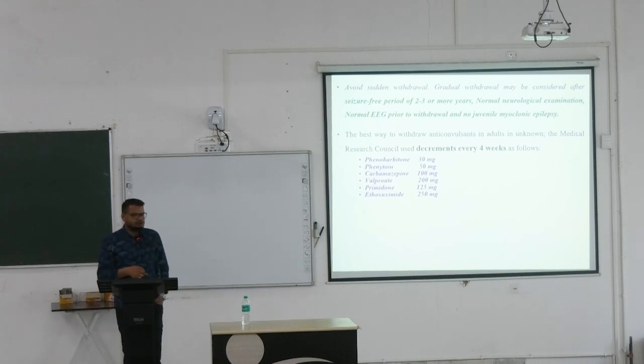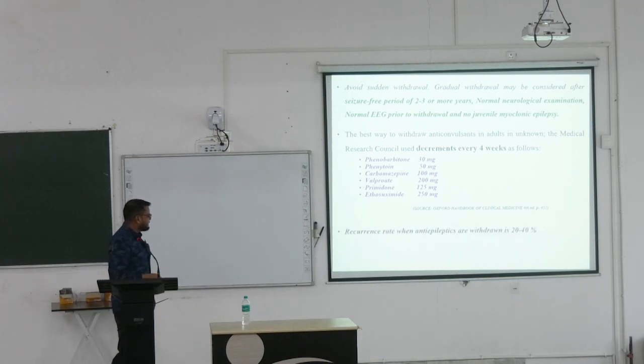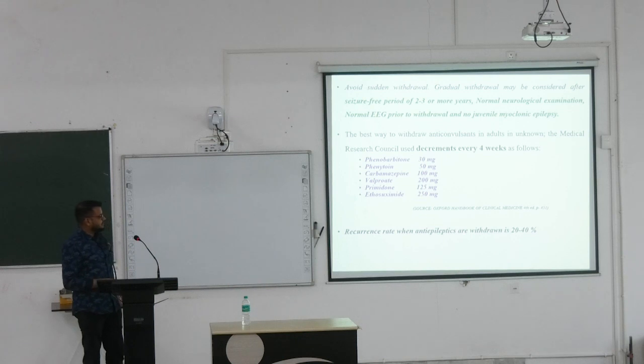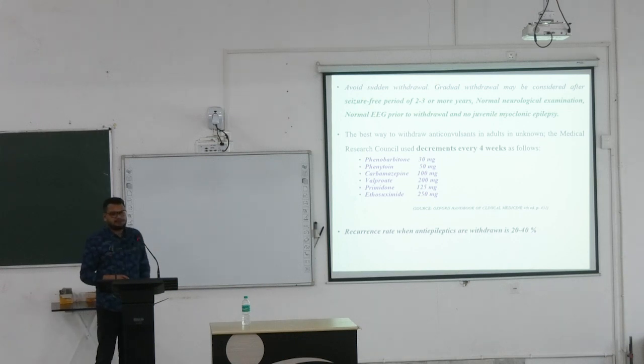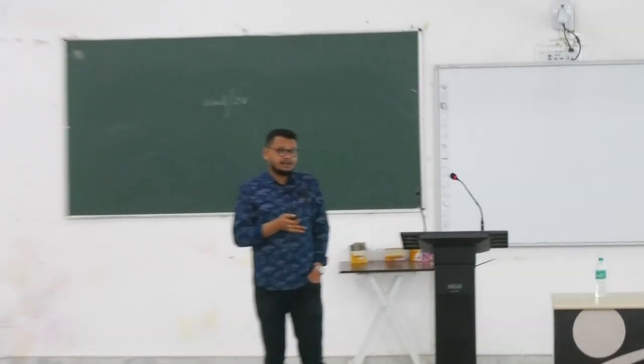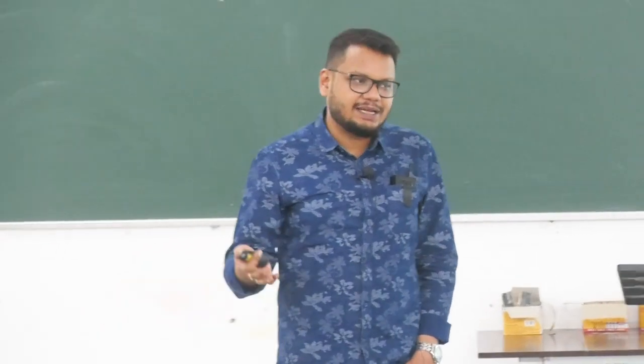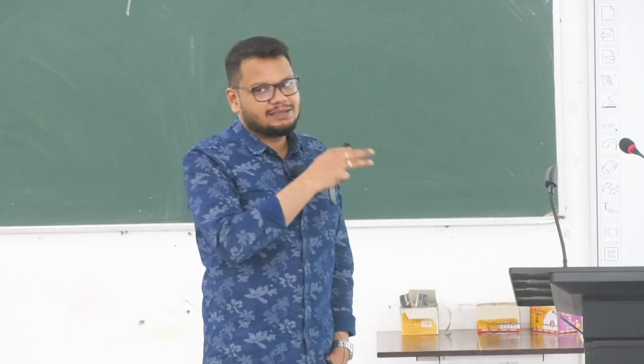This is not written in your book. This is from Oxford Handbook of Clinical Medicine, not written in your pharmacology books. Recurrence rate when anti-epileptics are withdrawn is 20 to 40%. So there is always a chance that you stop the epileptic drug in the proper manner, slowly stopping the dose, but still there is a 20 to 40% chance that the patient will have a seizure attack later on in life.